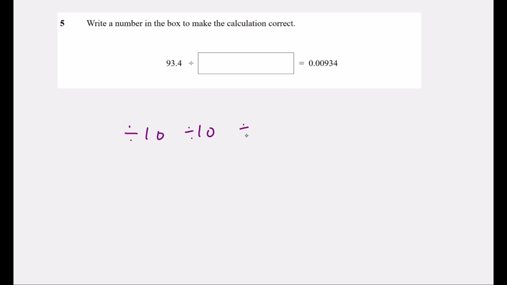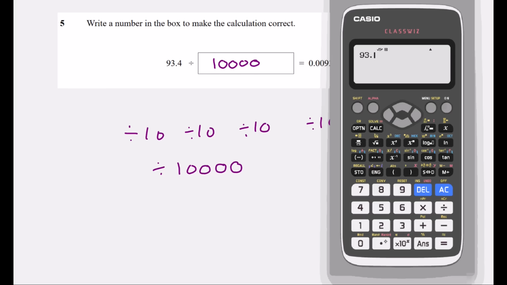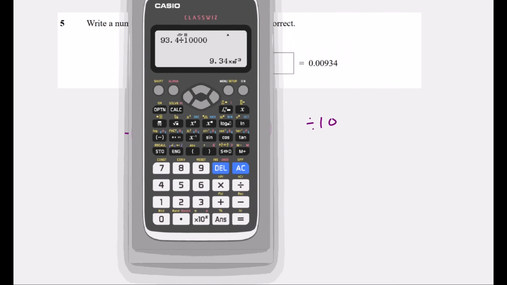Divide by 10, divide by 10, divide by 10, divide by 10, or 10 times 10 times 10 times 10 is 10,000. So divide by 10,000 once. So dividing by 10,000 is the same as dividing by 10 4 times. So 93.4 divided by 10,000 is, well, it says 467 over 50,000, or 9.34 times 10 to the power of -3.